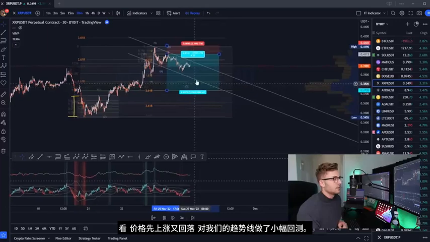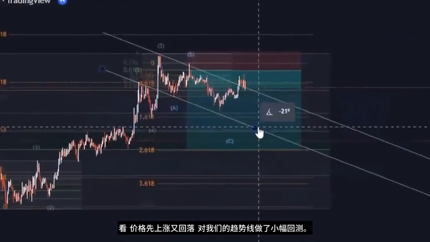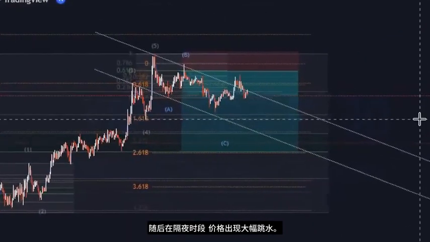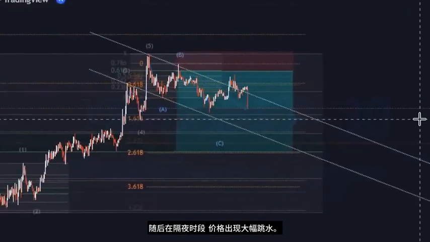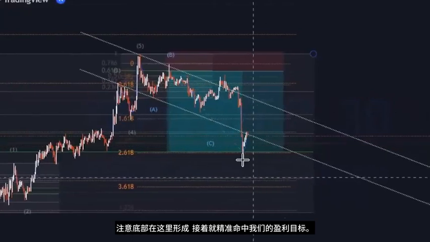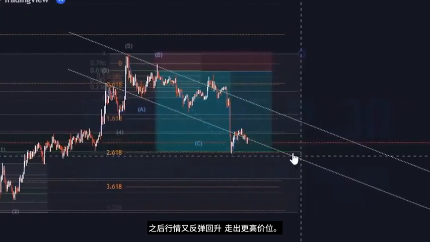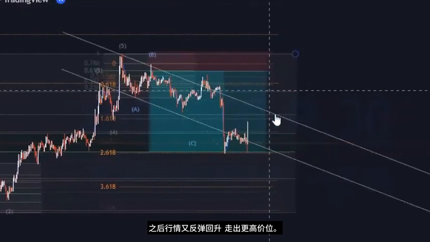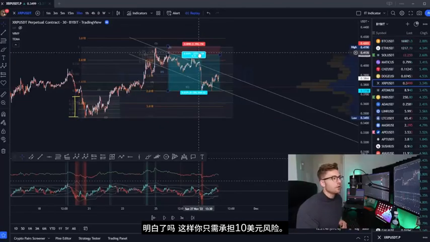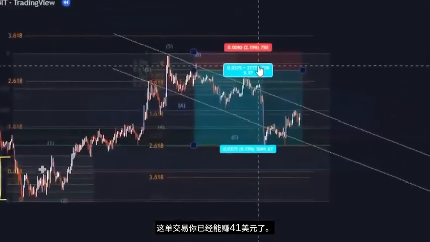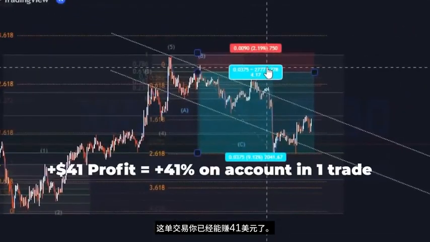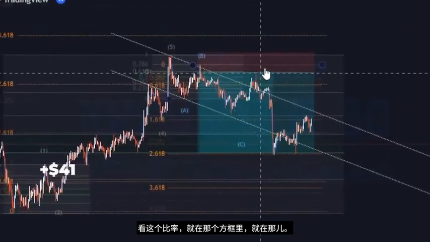Okay, so you can see price is trading forward, comes back, retests our trend a bit, and then overnight, we get a massive dump in price. Low is broken. See where this bottom forms right here, and then we get our exact profit target hit, and then this ends up trading back up and coming up higher. Okay, so you can see how if you're only risking $10 on this, you would have already made $41 in profit on this trade. You can see by that ratio right in that box right there.